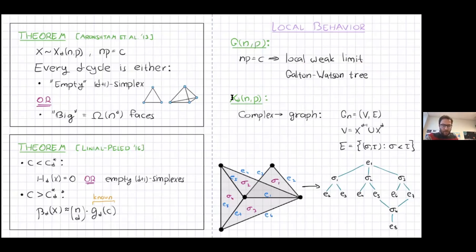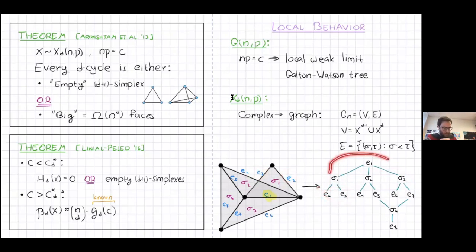So we need to build the graph from the complex, and it's done in the following way. We take a graph where the vertices consist of all the D minus one and D dimensional simplexes. And we have an edge whenever one simplex is on the boundary of the other. So for example, here, this is my complex. I can start building my graph from E1, and then I will add sigma 1, sigma 2, sigma 3, because E1 is on their boundary. So those will be the descendants. And then for sigma 1, for example, I will add E2 and E3 because they are on the boundary of sigma 1 and so on.